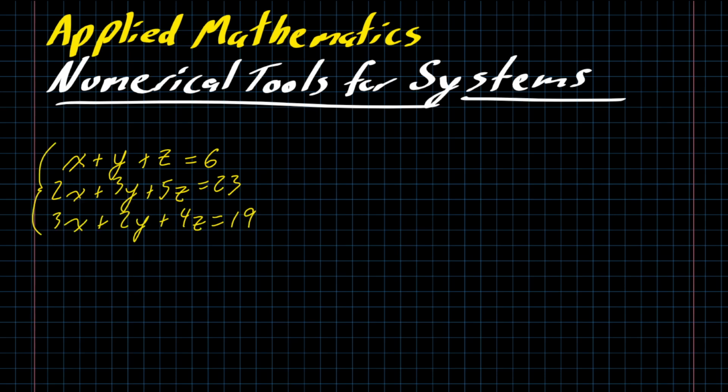All right, so let's start off with this system of three equations and three unknowns. x plus y plus z equals 6, 2x plus 3y plus 5z equals 23, 3x plus 2y plus 4z equals 19. In order to have a computer system solve this system, the first thing we're going to need to do is to create what's known as the matrix representation.